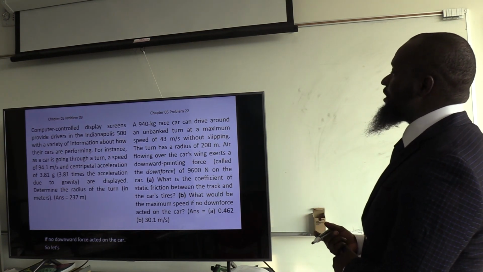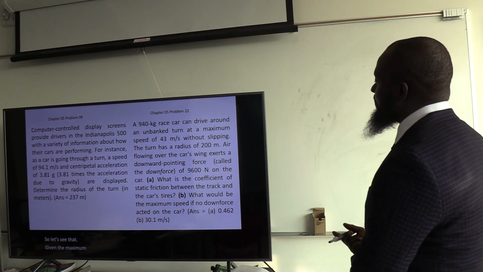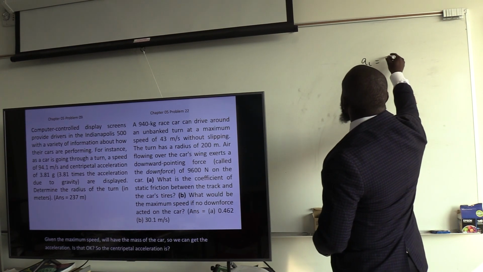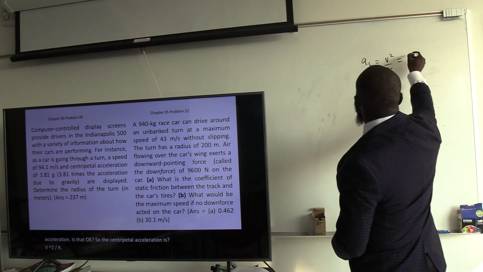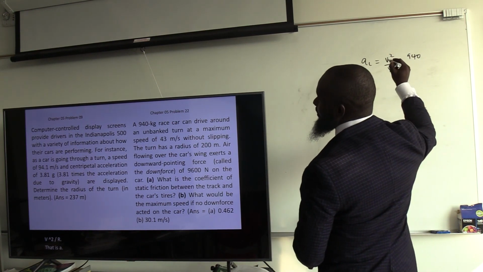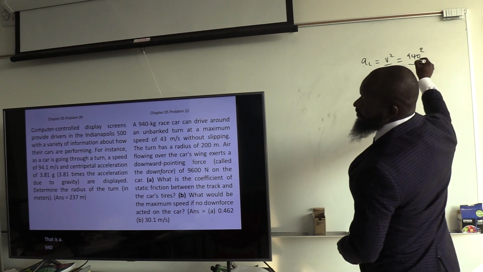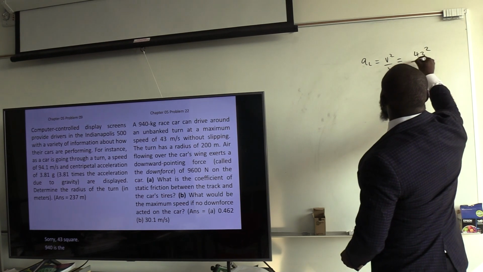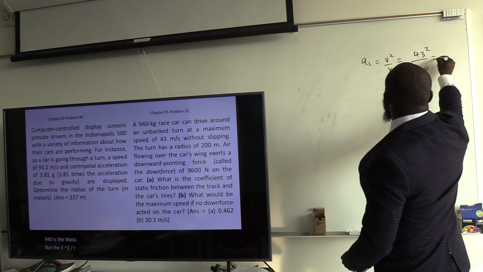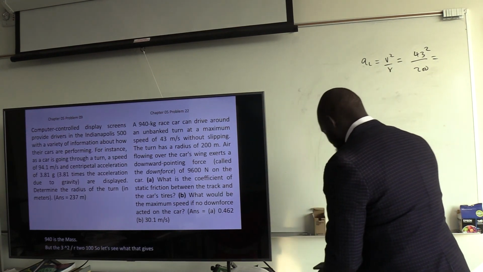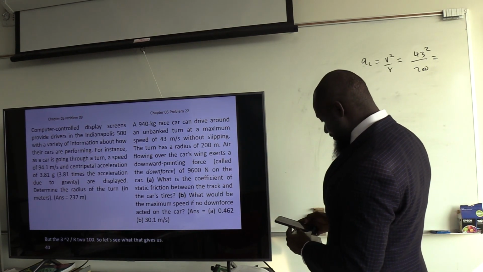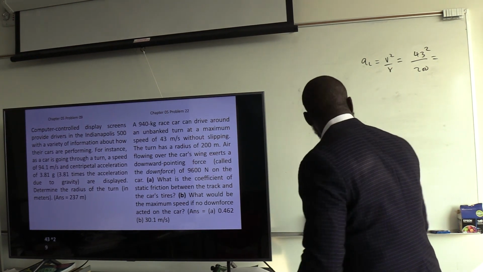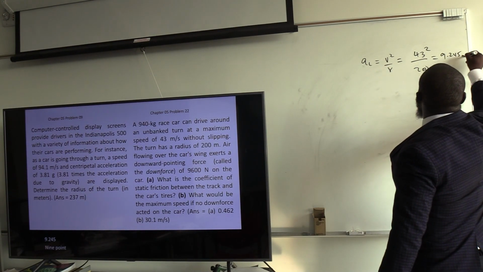Is that okay? We're given the maximum speed. We have the mass of the car, so we can get the acceleration. So the centripetal acceleration is v squared over r. That is 43 squared over r, 200. So let's see what that gives us. 43 squared divided by 200. 9.245 meters per second squared.